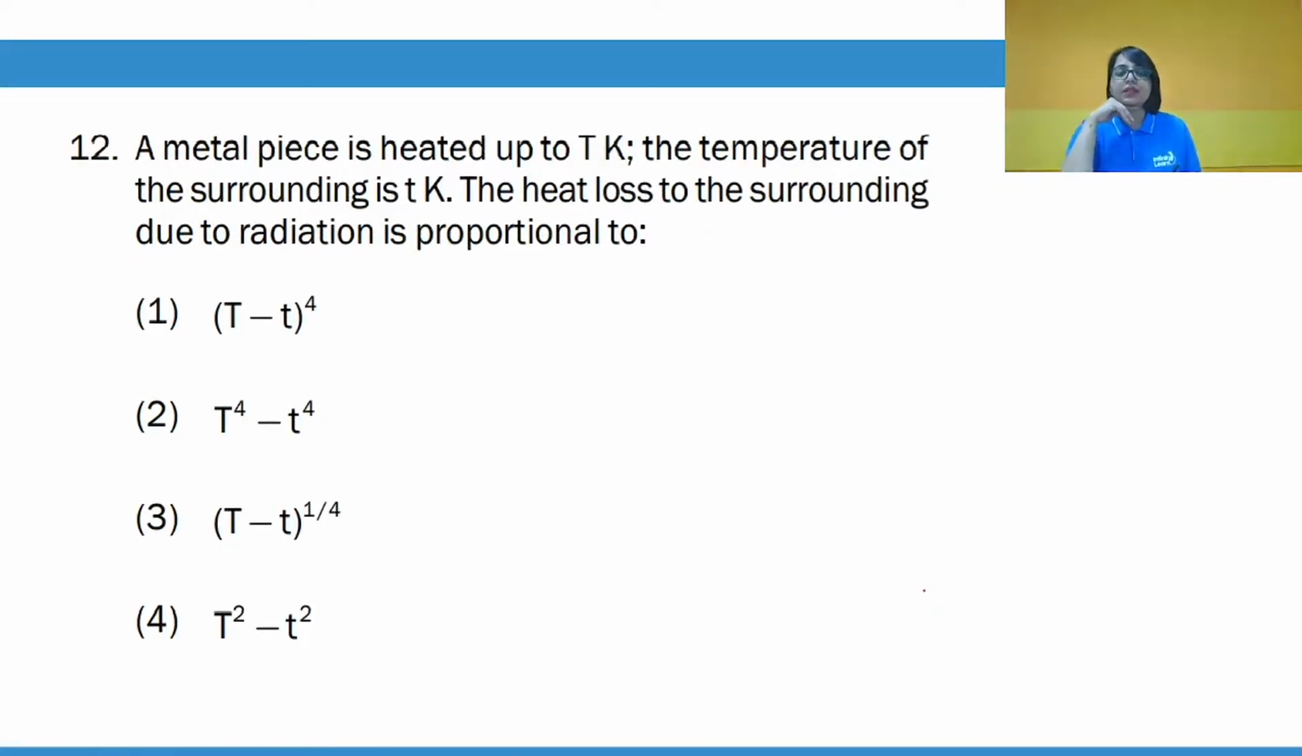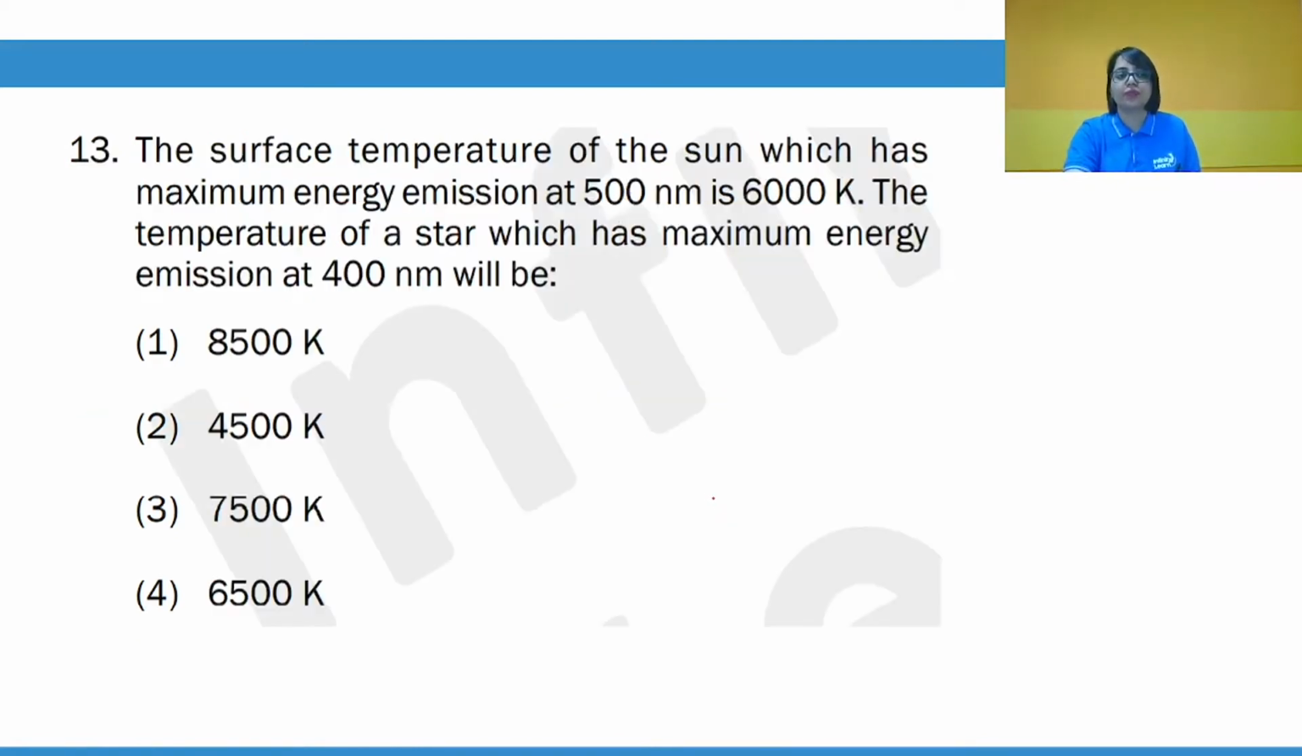A metal piece is heated to T Kelvin. The temperature of the surrounding is small t Kelvin. The heat loss to the surrounding due to the radiation is proportional to. So according to Stefan's law, you can write it as proportional to T power 4 minus small t power 4. So the correct answer is option 2.